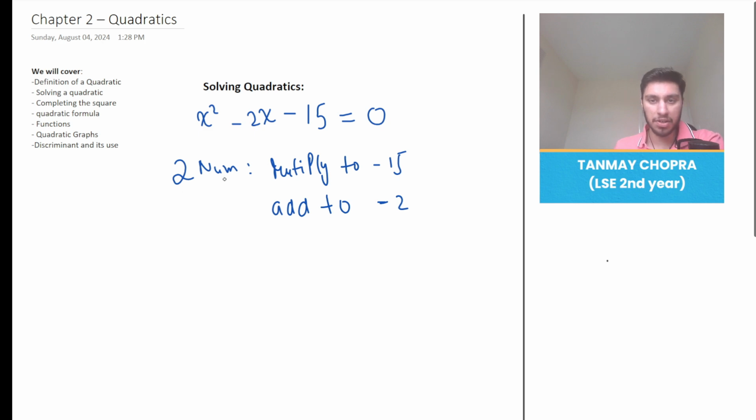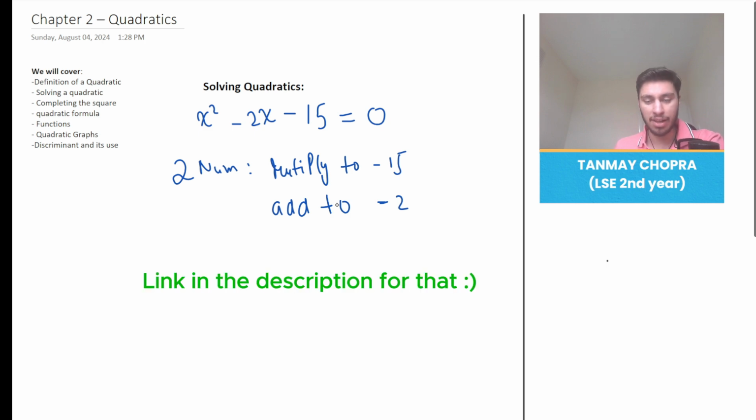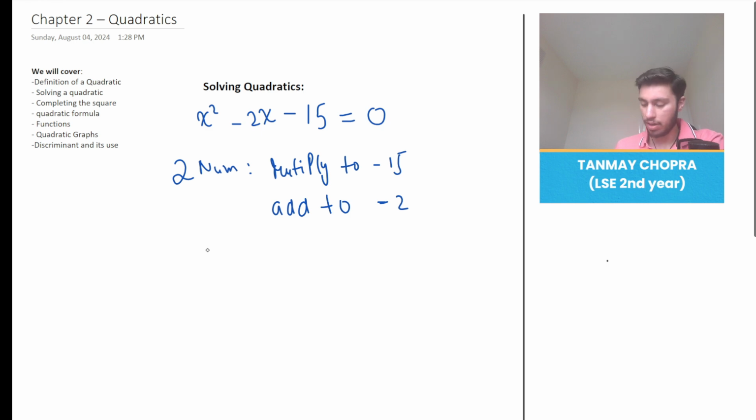We are going to find two numbers which multiply to negative 15 and add to negative 2. If you don't know why we are doing this, you might want to check out the first video where we were factorizing quadratics. I've explained that very well there. So once we have that, what numbers can I pick? Well, it's not that difficult to see that negative 5 and positive 3 do a good job, because negative 5 plus 3 is negative 2, and negative 5 times positive 3 is negative 15.